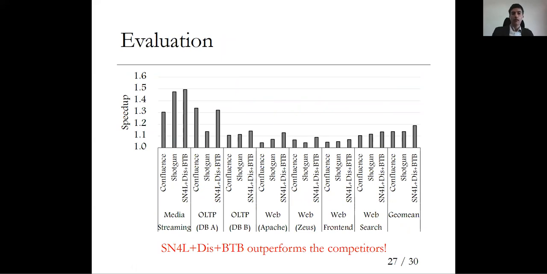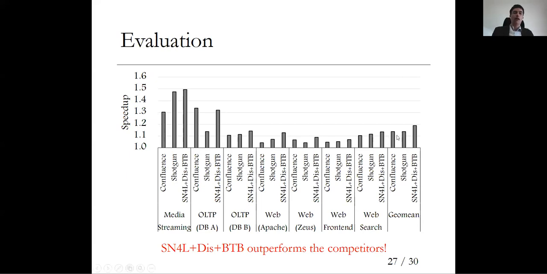We compared our proposal against two state-of-the-art prefetchers, Confluence and Shotgun. Confluence is a temporal prefetcher. Shotgun is based on the FTP. If we compare these three prefetchers across all the benchmarks, we see that Confluence and Shotgun perform very similarly, almost the same on average. Individually, on workloads with very large instruction footprints, Shotgun performs better. On the rest of the workloads, sometimes Shotgun performs better, and in other cases Confluence performs better. But on average, across all the benchmarks, our proposal performed 5% better as compared to both Confluence and Shotgun.